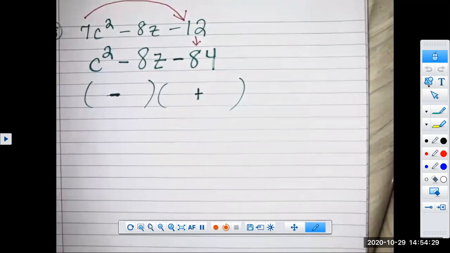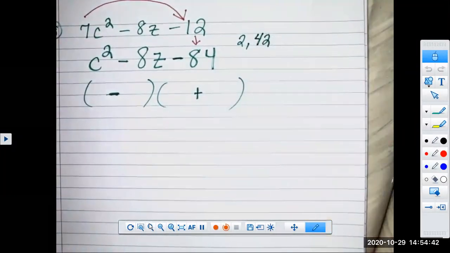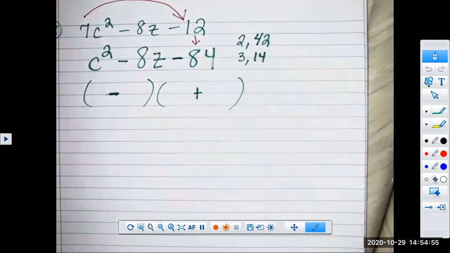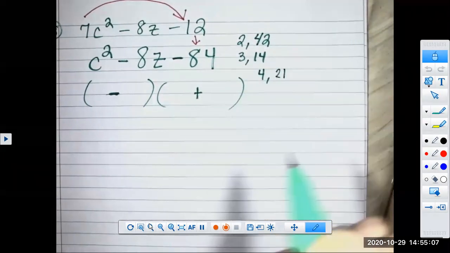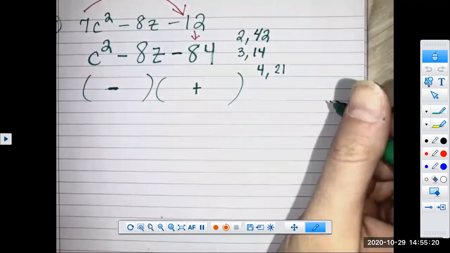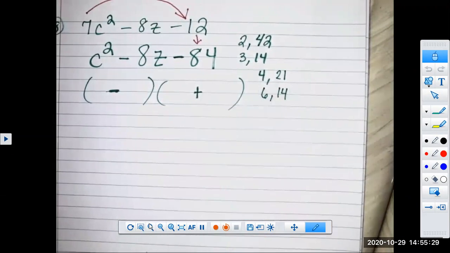What are the factors of 84? 84 divided by 2 will give you what? 42. That definitely will not subtract to 8. And then is 42 divisible by 3? 3 will go into 42 14 times. That will not subtract to 8. And then you've got 4 and what? 21 will not subtract to 8. Is 84 divisible by 6? What do you get? Okay, 14 and 6, and that will subtract to 8.